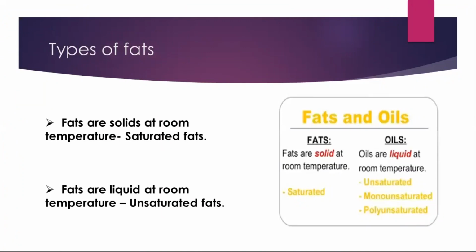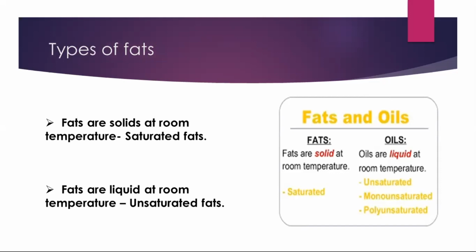What are the types of fats? There are two types of fats: saturated fats and unsaturated fats. There are also monounsaturated fats and polyunsaturated fats, but today we are only going to learn about saturated fats and unsaturated fats. As I told you before, fats that are solid at room temperature are called saturated fats. For example, butter, cheese.